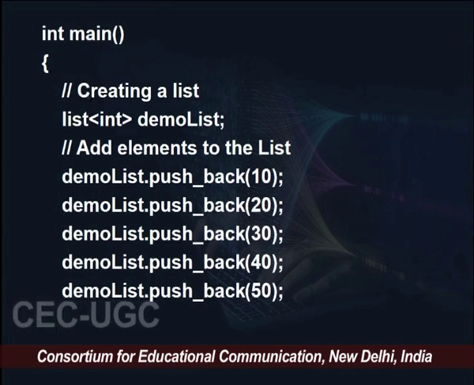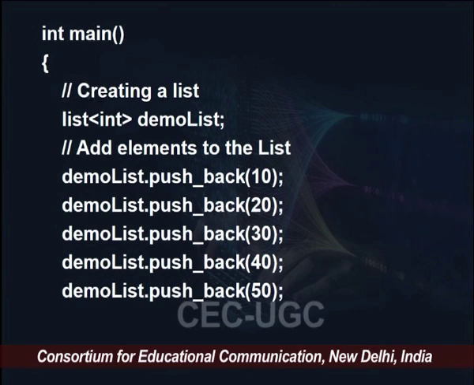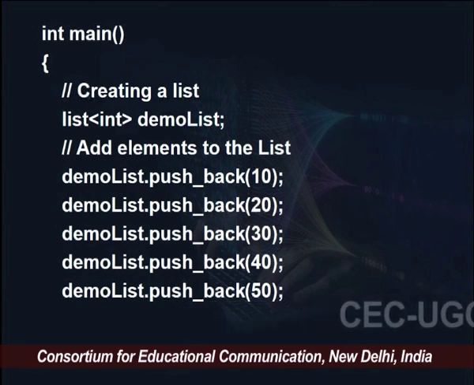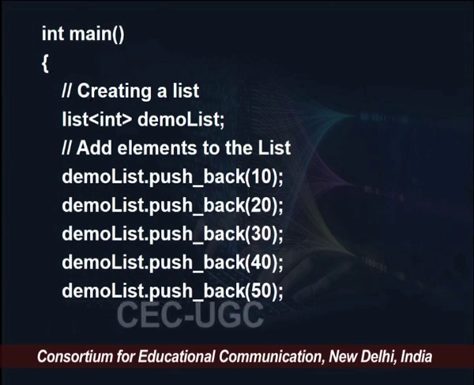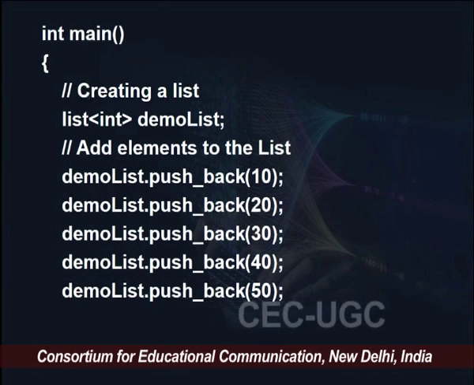So, in order to understand this, let us create a list, insert some elements into it, and then play around with that list by removing some elements. In order to create a list, we have list<int> demo list. Demo list is a list having integer elements, and with the help of the push_back function we have pushed some elements at the end of the list.